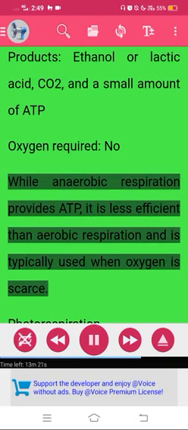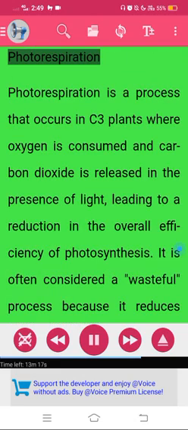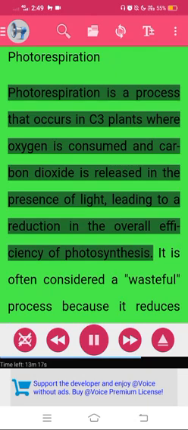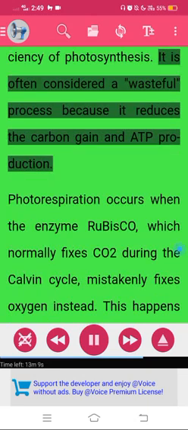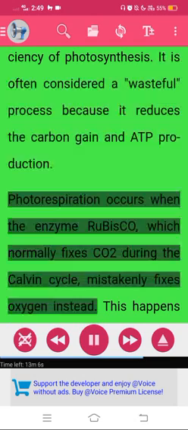Oxygen required: no. While anaerobic respiration provides ATP, it is less efficient than aerobic respiration and is typically used when oxygen is scarce. Photorespiration. Photorespiration is a process that occurs in C3 plants where oxygen is consumed and carbon dioxide is released in the presence of light, leading to a reduction in the overall efficiency of photosynthesis. It is often considered a wasteful process because it reduces the carbon gain and ATP production.